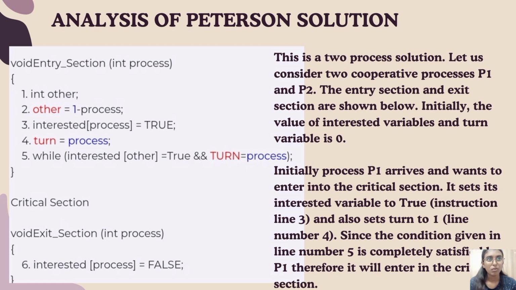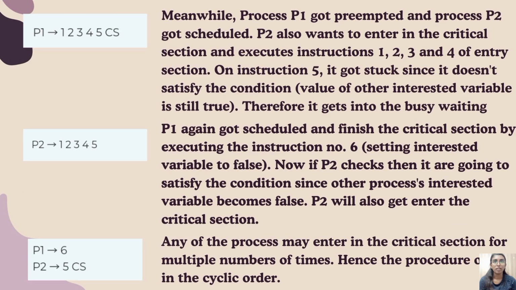Initially, process P1 arrives and wants to enter the critical section. It sets the interested variable to true in instruction line 3 and also sets turn to 1 in line number 4. Since the condition given in line number 5 is completely satisfied by P1, it will enter the critical section. P1: 1, 2, 3, 4, 5, CS.